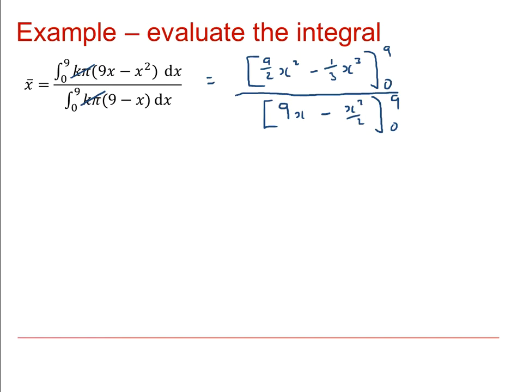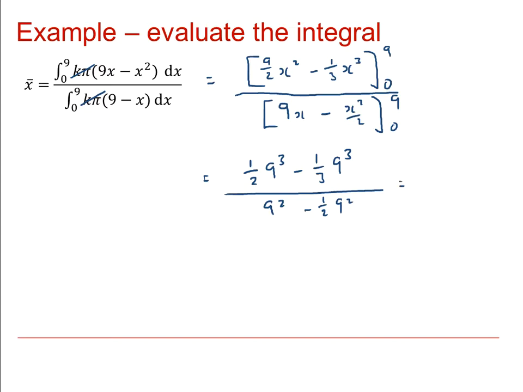Substituting the value 9 into the top line gives 9 over 2 multiplied by 9 squared, so that's 1/2 of 9 cubed, and then we've got minus 1/3 of 9 cubed. Obviously putting 0 in gives 0. Then dividing that by the bottom line, which is going to be 9 multiplied by 9, so 9 squared, and then minus 1/2 of 9 squared.